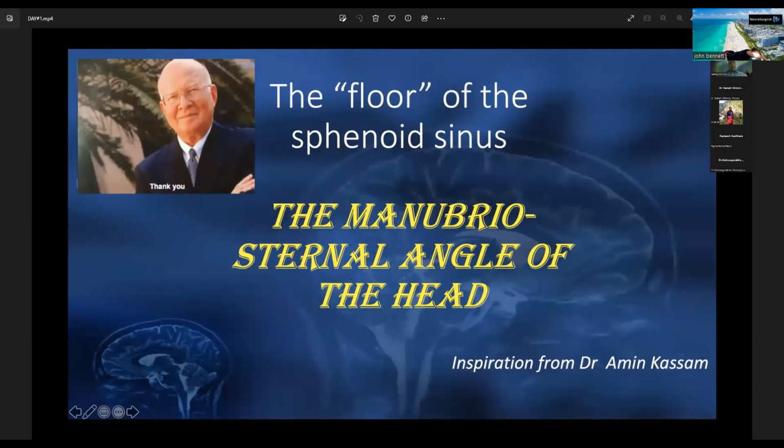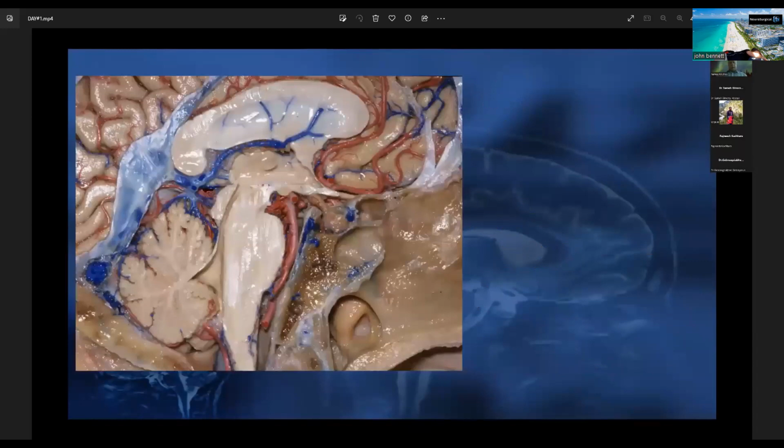It's the same as the manubrial angle for anatomists, finding, for example, where the trachea bifurcates and the thoracic duct and so forth. So this is just for orientation.